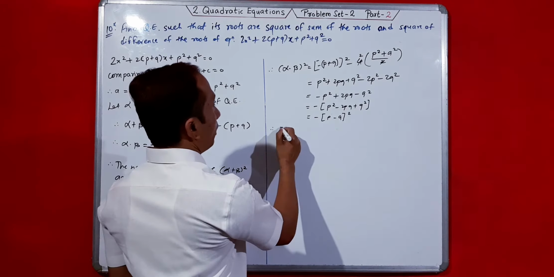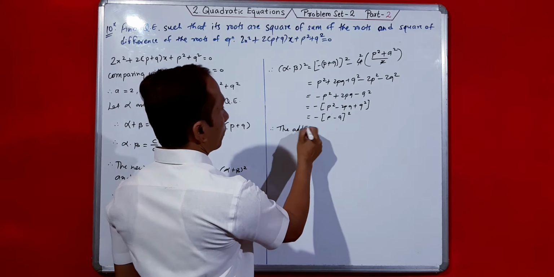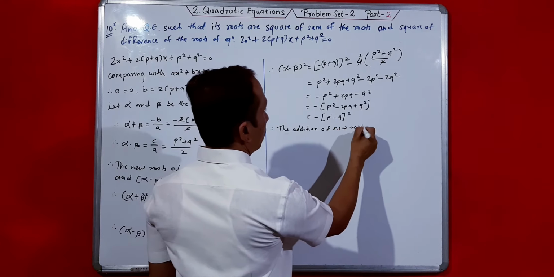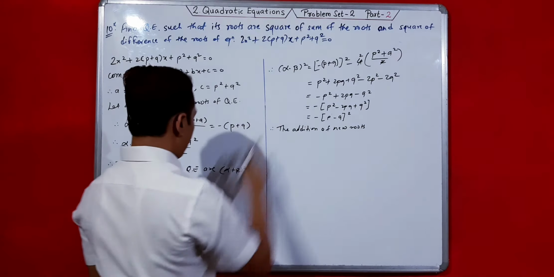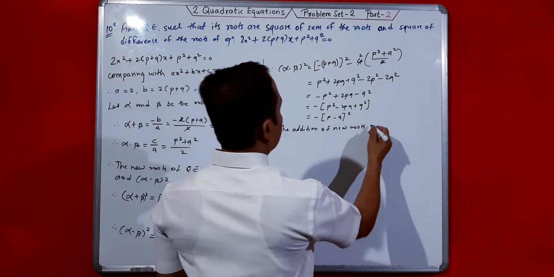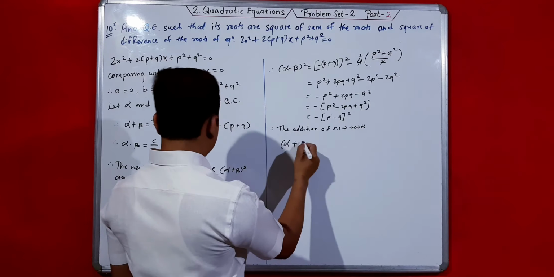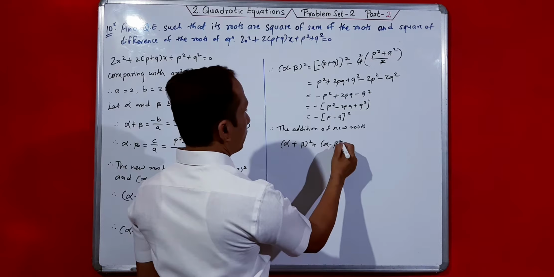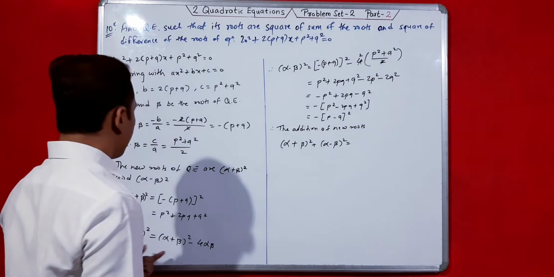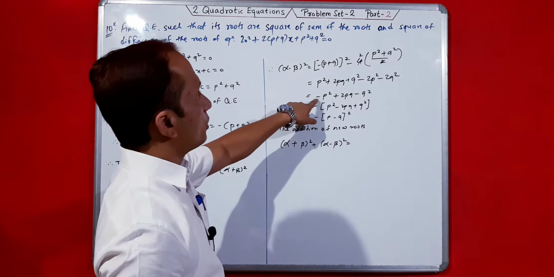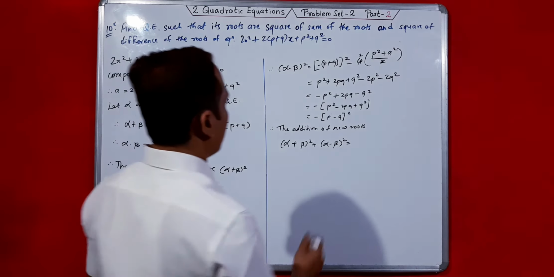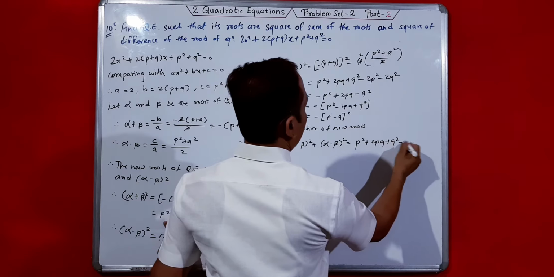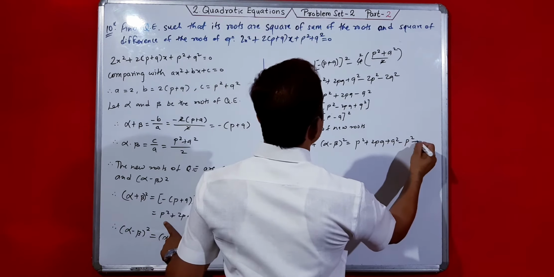Therefore, the addition of new roots. You know these two roots, you have to add. So this is alpha plus beta whole square plus alpha minus beta whole square. So use this. Generally you use this, but I am using this one. So it is p square plus 2pq plus q square and minus p square plus 2pq, this.